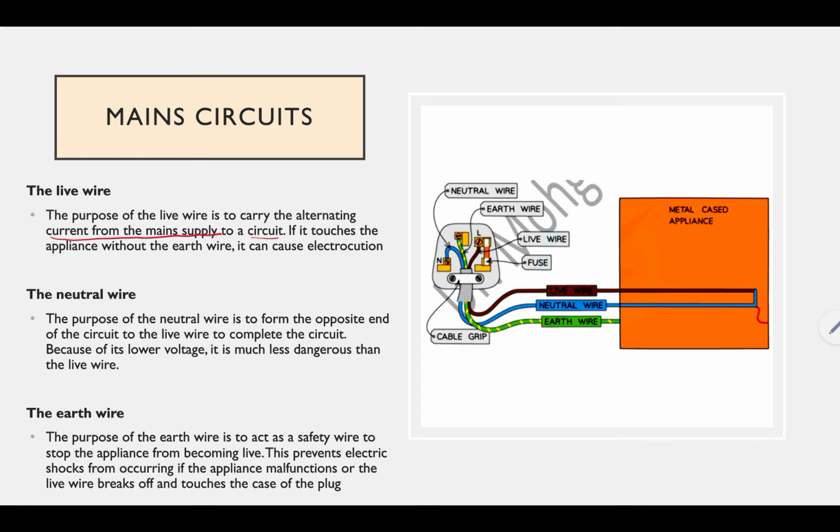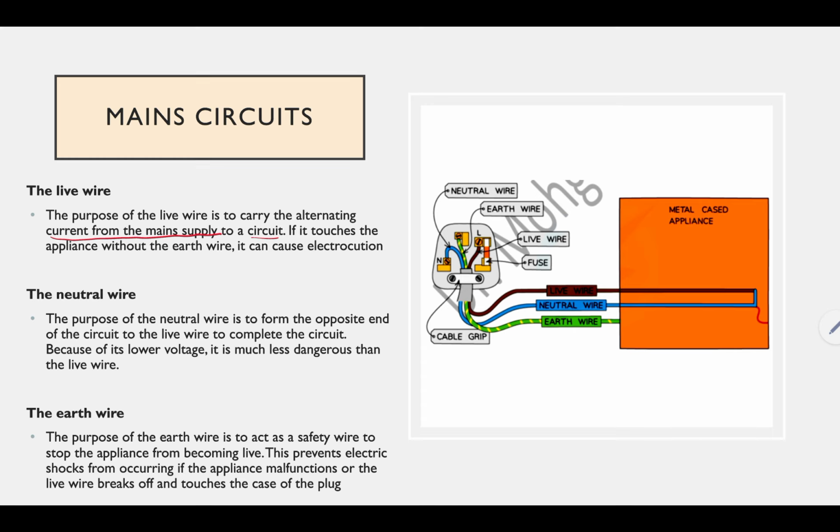The neutral wire, its purpose is to form the opposite end of the circuit to the live wire to complete the circuit. You know that the circuit has to have both ends connected to have a complete circuit. So it goes from the live wire, and goes back to the neutral wire. Because of its lower voltage, it's much less dangerous than the live wire.